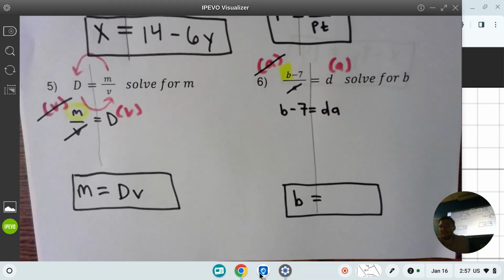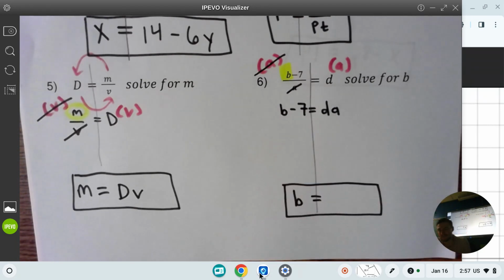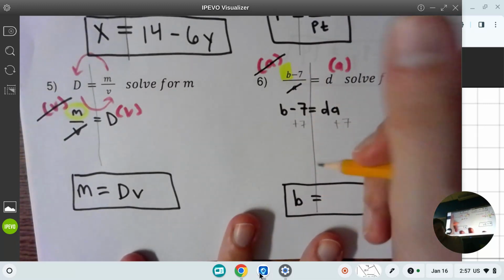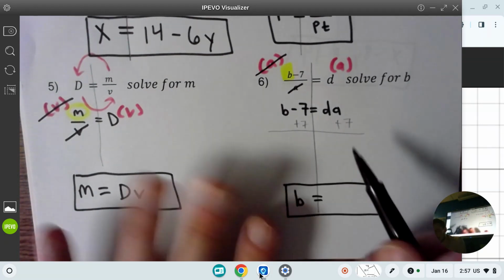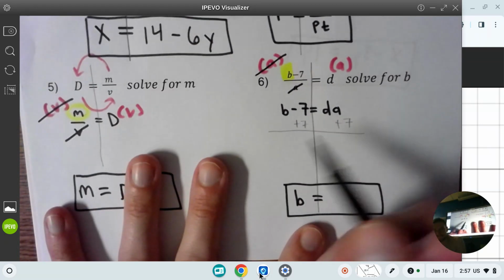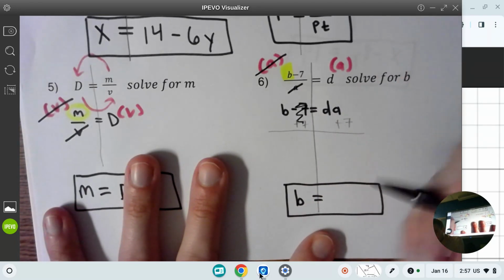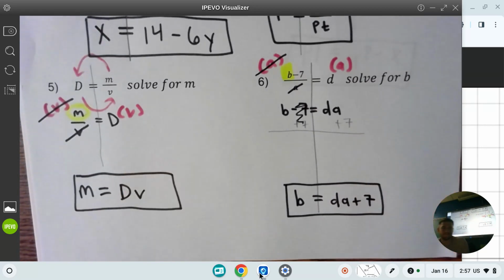Really simple, just multiply both sides, easy peasy move. And now, there's only one more thing we got to do. We got to move that 7. How do you move that 7? You just add 7 on both sides. Nothing complicated, right? Nothing new. Stuff we've done over and over again. And so 7's gone. We got B equals DA plus 7. Goodbye, Mr. Collier. Goodbye. And that's it.